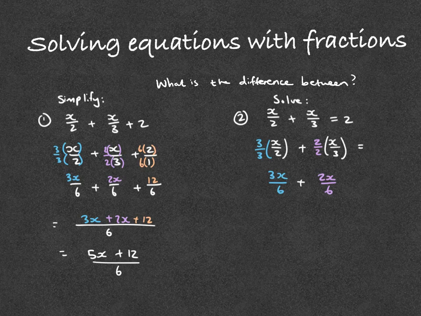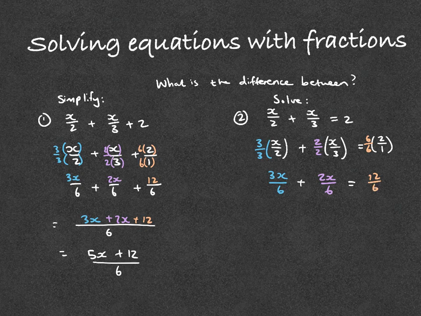So there's no big differences. You see we've got the 3x over 6, 3x over 6, and we've got the 2x over 6, 2x over 6. And then lastly, 2 is 2 over 1, of course. And so what do we need to multiply 2 with to get a denominator of 6? We're going to multiply that with 6 over 6. So therefore that is going to equal 12 over 6.